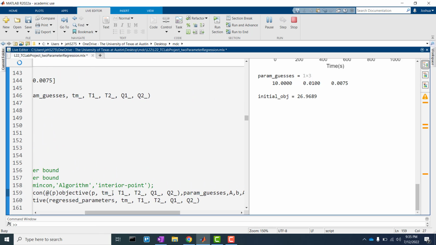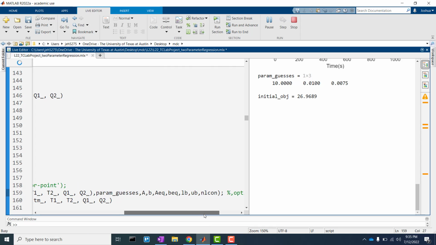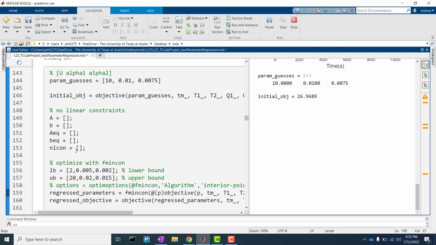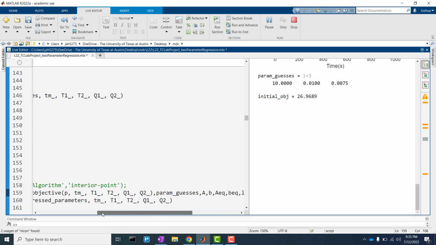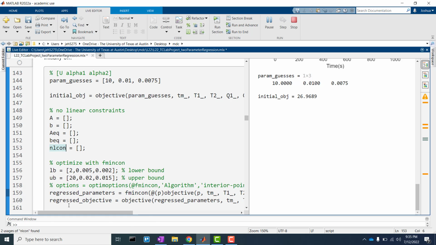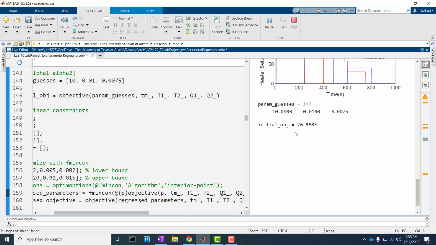We just come over here, we give it the function as before, our parameter guesses, A and B, even though they're 0, our equality constraints, which are also just empty vectors, and then our lower bounds and upper bounds, and NL_con, which are nonlinear constraints, also empty. So our initial objective function is 26.